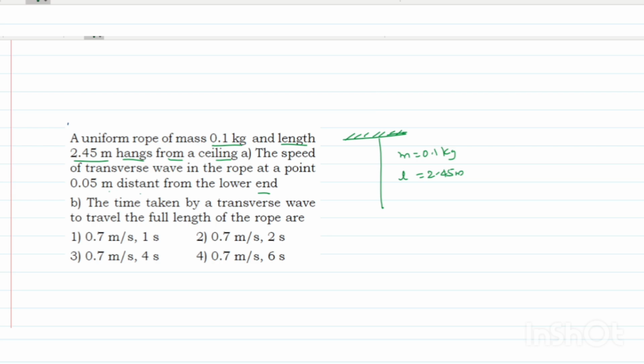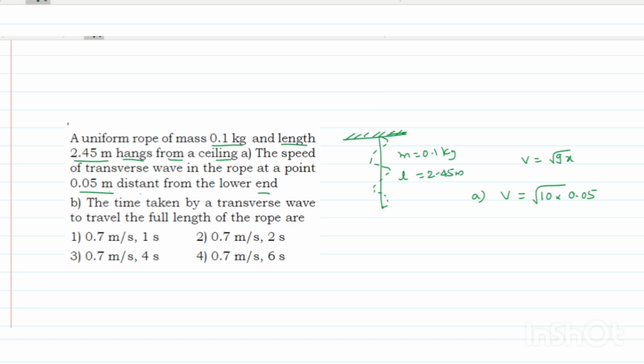You know the speed at a given distance formula when you are producing the transverse wave like this. The speed at a given distance, the formula will be root over g into x. Here we just substitute the values. This is case A. The value of g you can take as 10, into the x value, they are asking at a point 0.05 meters.